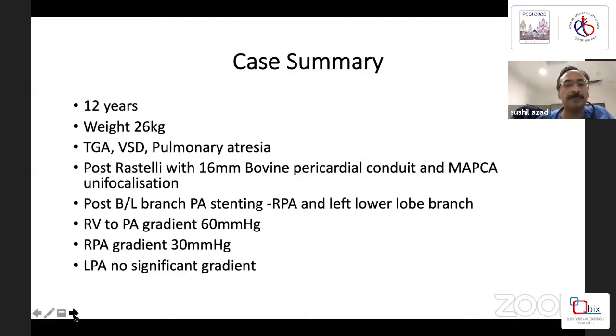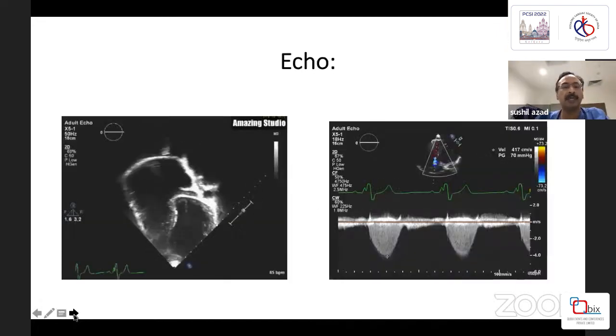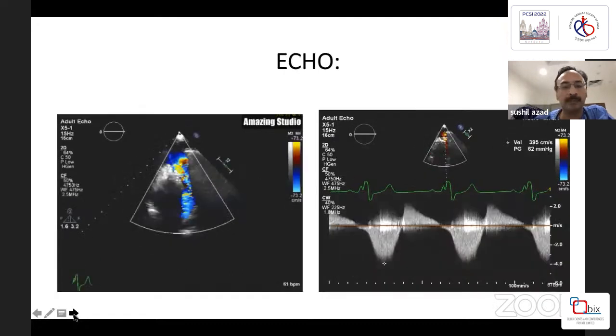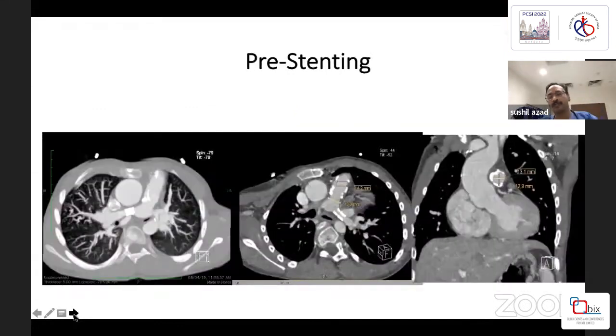We evaluated this patient for feasibility of a percutaneous Melody valve, and during that cath, these were the findings. This was the echo. You can clearly see a dilated right atrium and right ventricle, and this is the TR gradient, which was around 70 millimeters of mercury. So RV systolic pressure was definitely high. This was a degenerated conduit with stenosis and regurgitation, the gradient around 60-64 millimeters of mercury. So we did a CT.